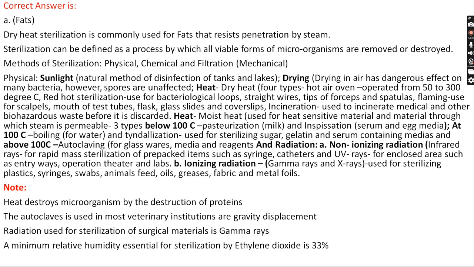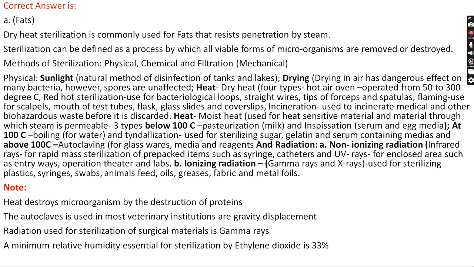At 100 degrees Celsius, we have boiling, used for water, and tyndallization, which is used for sugar, gelatin, and serum-containing media. And above 100 degrees Celsius, we have autoclaving. Autoclaving sterilizes substances at 121 degrees Celsius for 15 minutes at 15 psi pressure. It is used for glassware, media, reagents, etc.